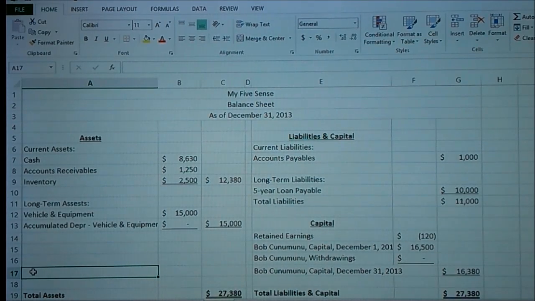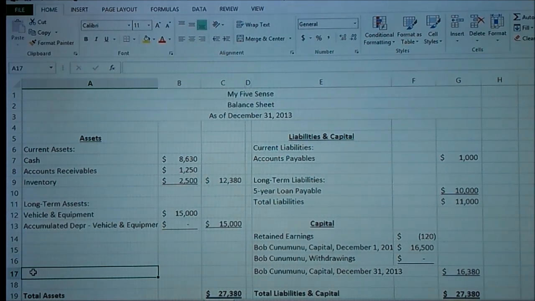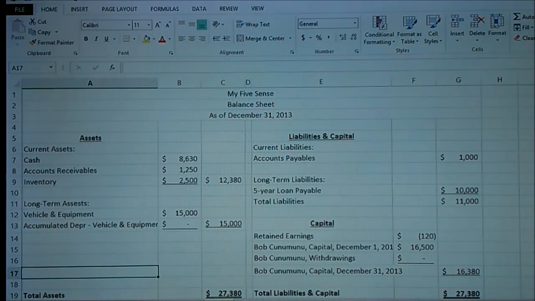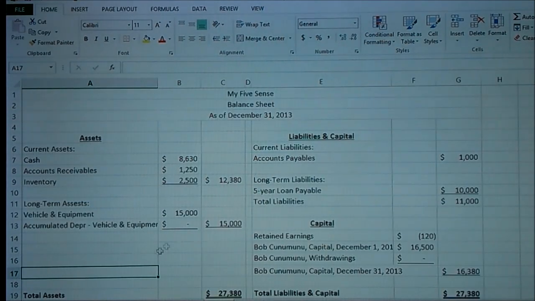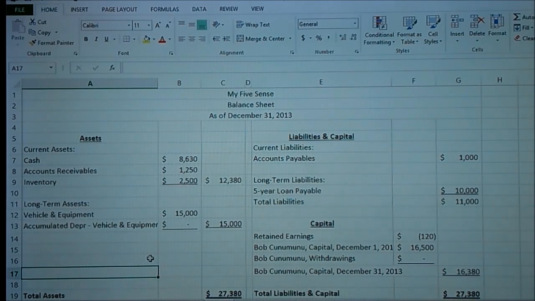And then we have the capital section. This can be done a couple different ways. I could have just gone over to the statement of owner's equity, got Bob's ending capital balance of $16,380, plugged that number into Bob Kunamuna capital, $16,380, boom, done deal, and there we have a balanced balance sheet.